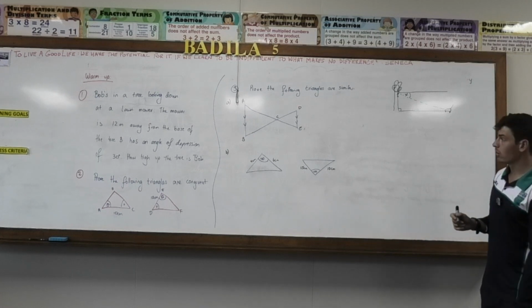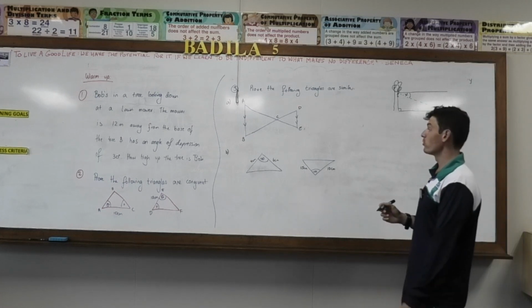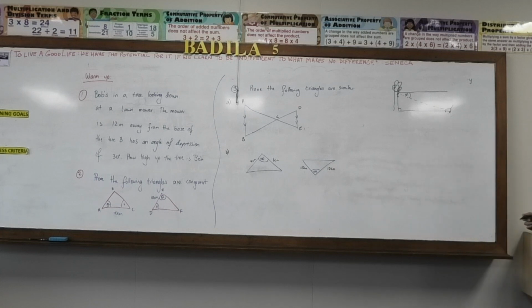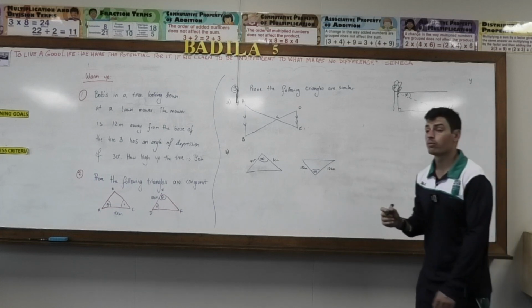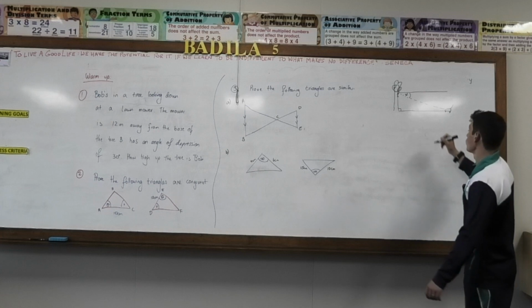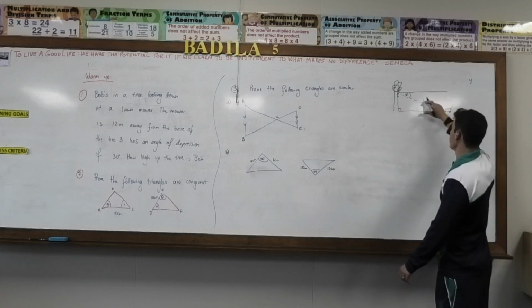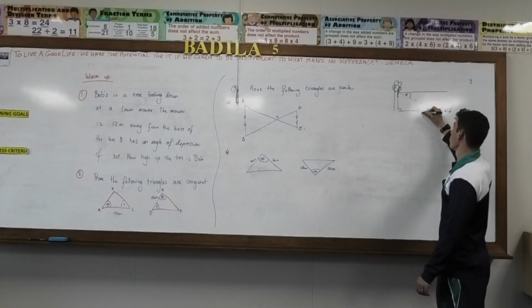So Bob's in a tree looking down at a lawnmower. The mower is 12 metres away from the base of the tree and has an angle of depression of 30 degrees. How high up the tree is Bob? 12 metres away. 12 metres. So is that 12 metres there or from the bottom?